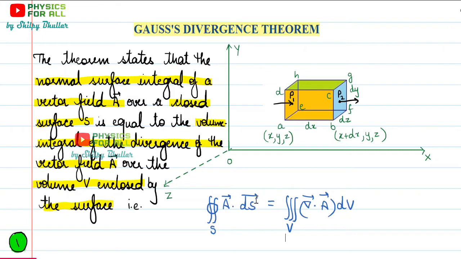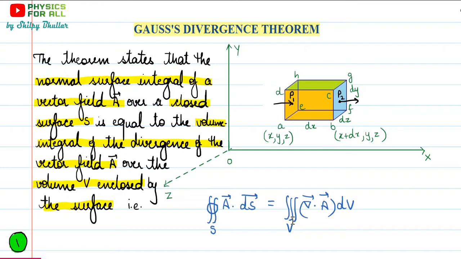And that is equal to, so we have put the equal sign, volume integral of divergence of vector field A. So for volume integral, we need three integrals, and the integral is of divergence of vector field A, so del dot A. Obviously, we have to put dV, and then it is over the volume V, which is enclosed by the surface. So this surface S is enclosing volume V. That's why we have mentioned V here.